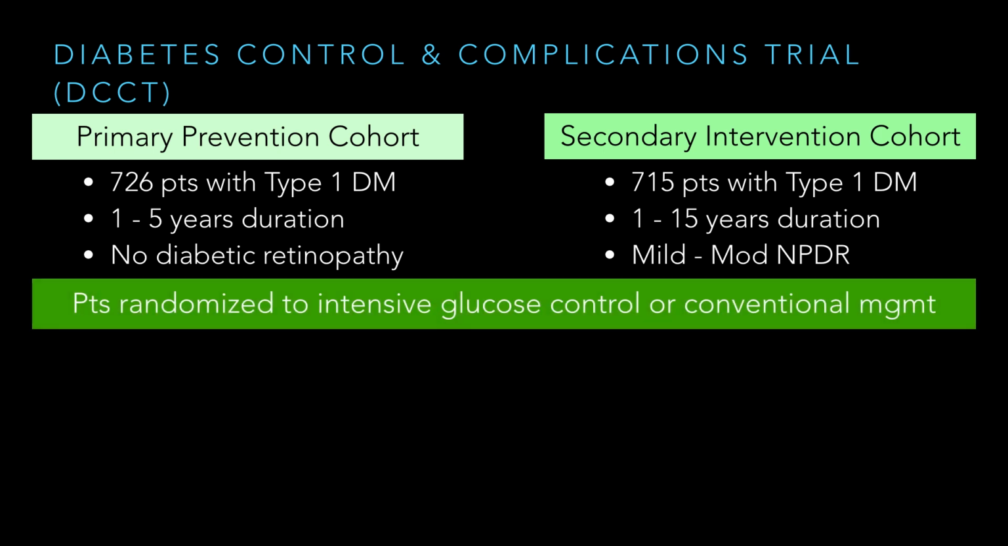Conventional management basically meant you got daily blood glucose monitoring. You got 1 to 2 insulin injections per day, and they didn't really adjust your insulin based on your glucose, okay? Intensive control is basically what we're all used to now. 3 or more injections or a pump, and you're monitoring at least 4 times a day, and you're adjusting your insulin based on that glucose, right? It's kind of like standard of care now.